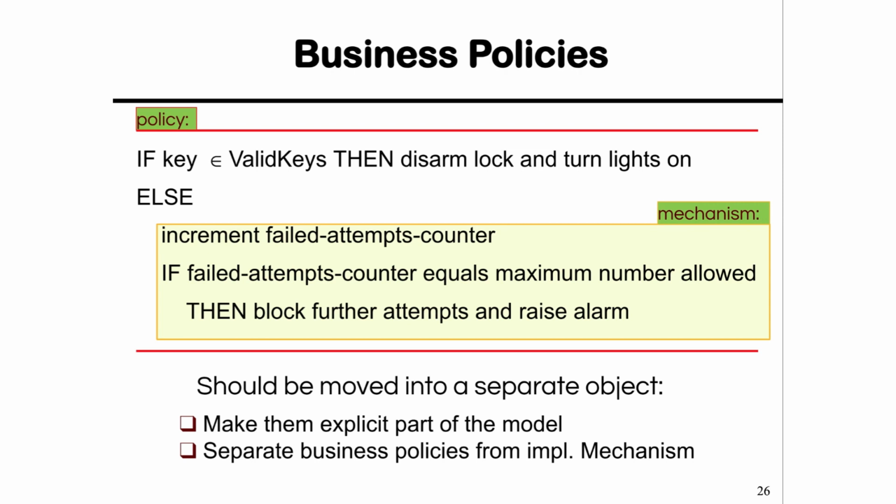Let's declare one policy. For the smart home case or for the smart door case, we have this sample policy. It says if key is an element of the set of valid keys, then disarm lock and turn lights on. Else, increment failed attempts counter. If failed attempts counter equals maximum number of attempts, then block further attempts and raise alarm. So this is directly inherited from the business policies that we generated or identified during the requirement engineering process.